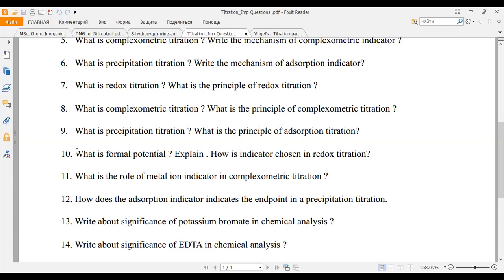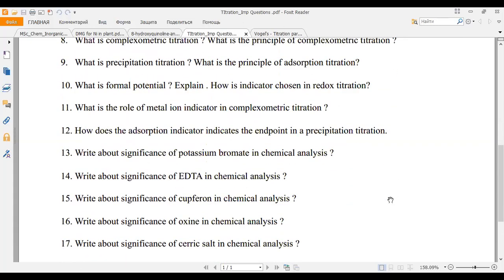Questions 10, 11, and 12 are general questions based on each topic. In redox titration, you should know what formal potential is. In complexometric titration, you should know the role of the metal ion indicator, like the principle and all, the combined form of everything. And the third is how the adsorption indicator indicates the end point in precipitation titration. This is very similar to the mechanism of the adsorption indicator. Same thing.